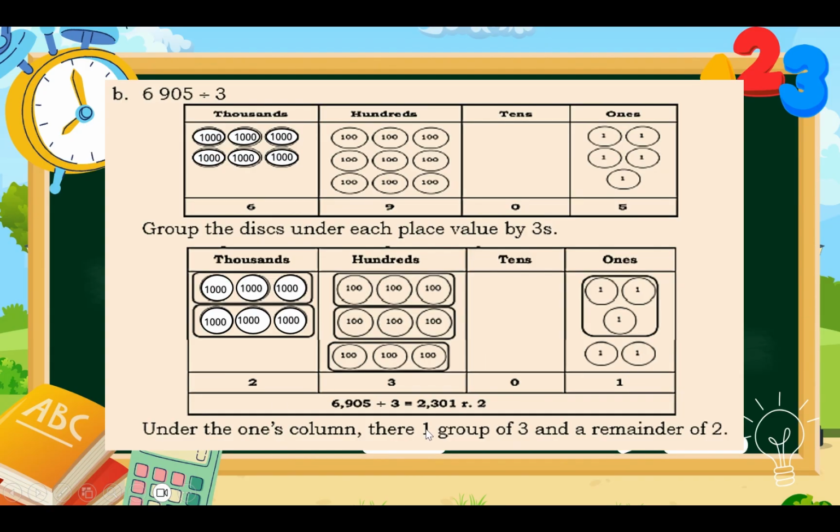So 6,905 divided by 3 equals 2,301 remainder 2. Remainder is the excess number. Under the ones columns, there is 1 group of 3 and a remainder of 2.